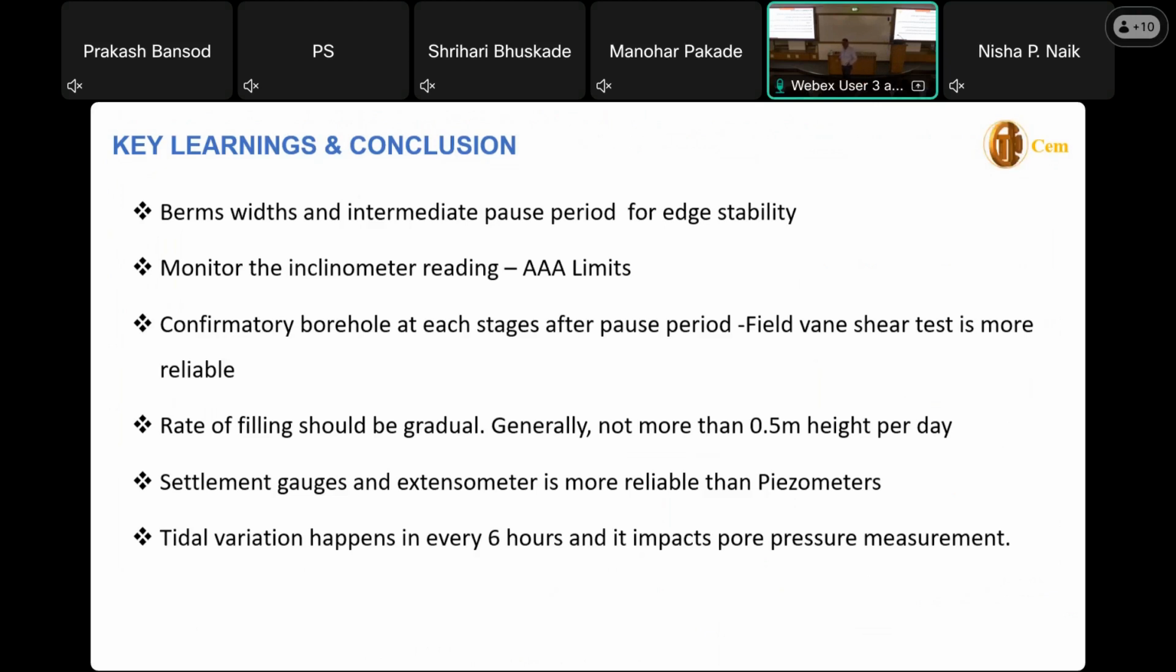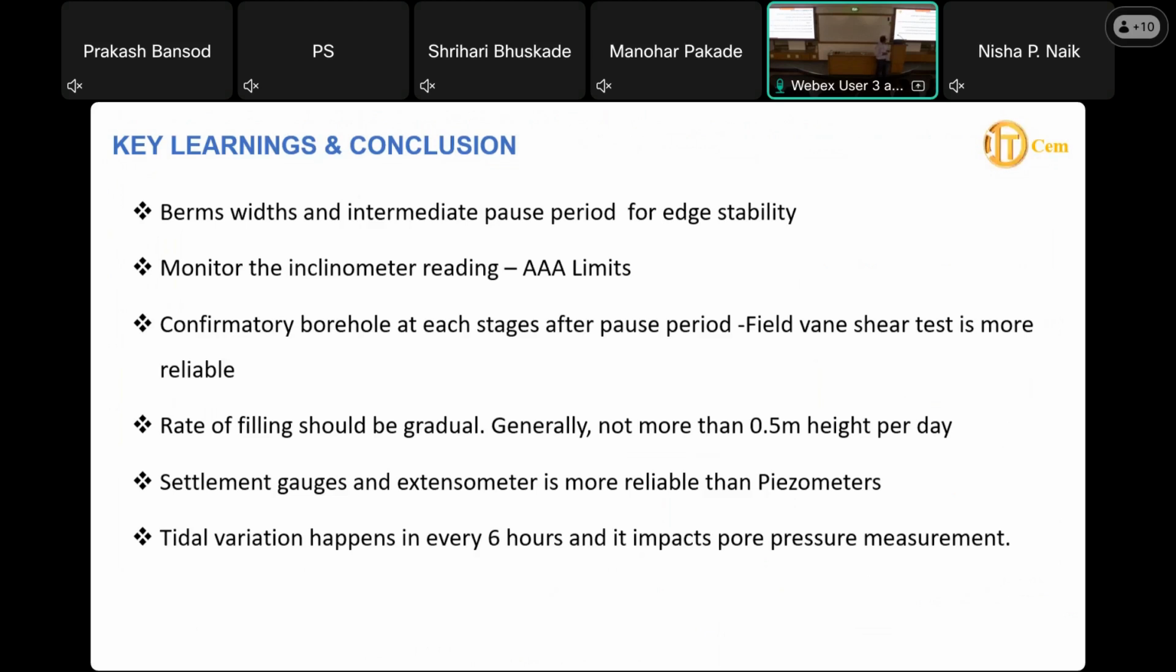Otherwise, what will happen? Immediately you are putting the load, you are increasing the load, but you are not allowing the soil to improve even slightly. So your edge will collapse. Our experience with it is that the filling height of a particular area should not be more than 500 millimeters per day.